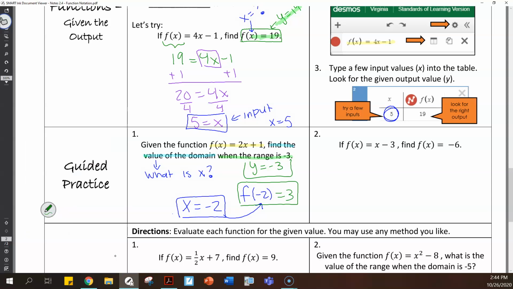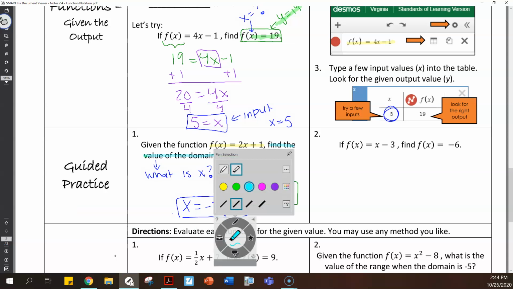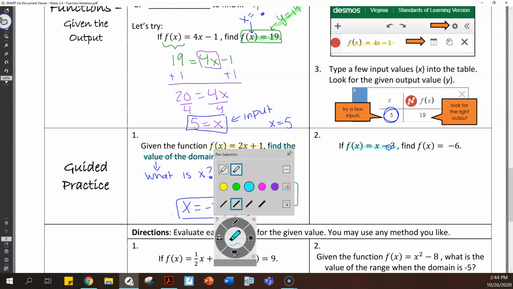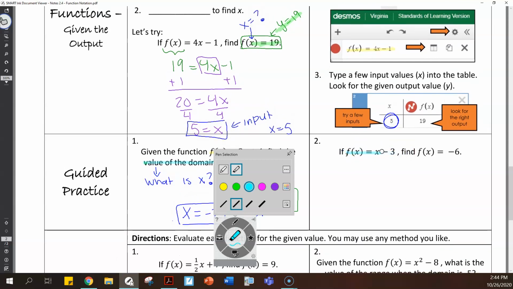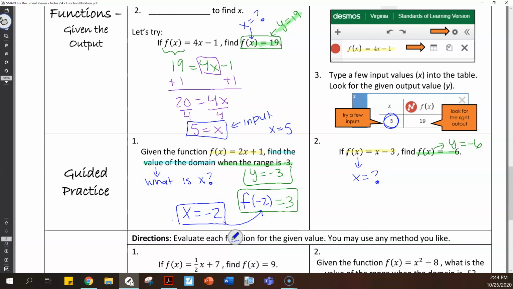Go ahead and try number 2 on your own. Remember, you're going to take this equation, this function, you're going to plug it in Desmos, and you're looking for where f of x equals negative 6. So where is y equal to negative 6? I'm looking for what is x. Okay, go ahead and try that in Desmos, see if you can come up with x, and then come back here and check your answer.